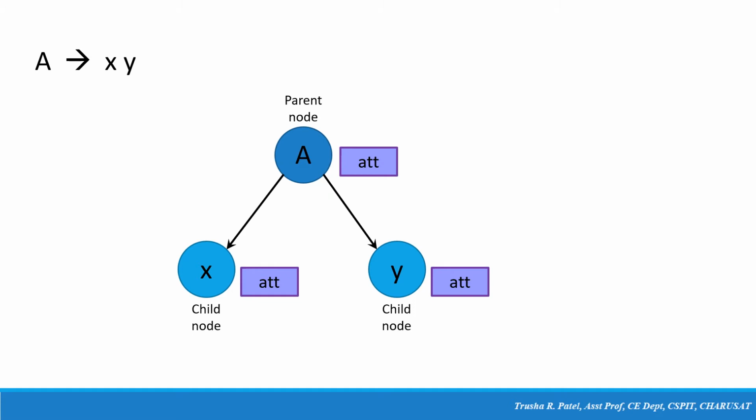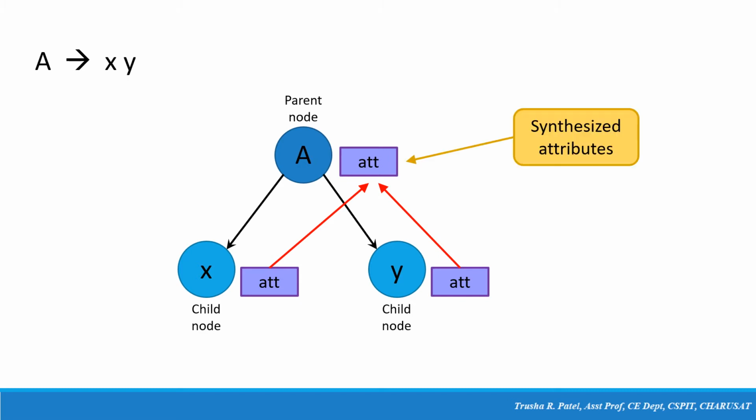Now as we have said, there will be some attribute associated with each and every symbol of your grammar, either terminal or non-terminal symbol. Now if the attribute of capital A is calculated from the attribute of X and Y, so here X and Y are the children and A is the parent, then the attribute of A is called the synthesized attribute because its value is calculated from the value of the child nodes.